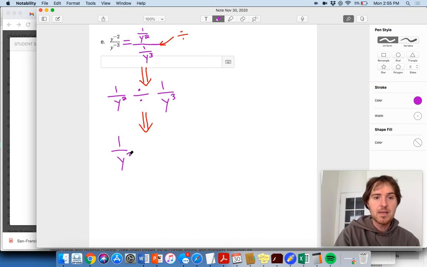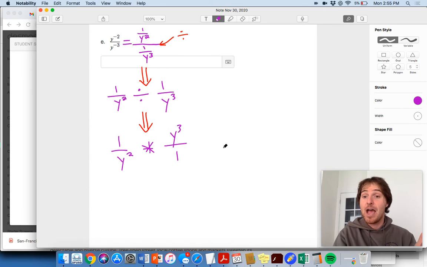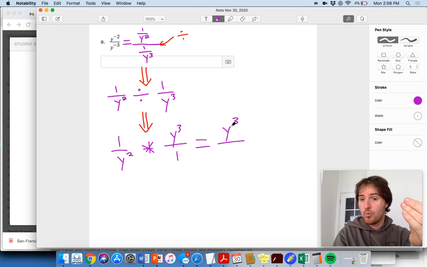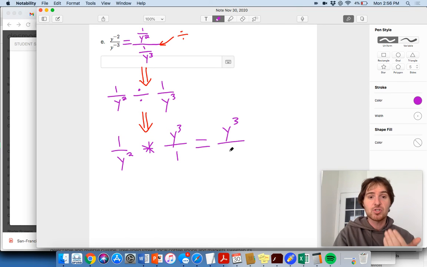1 over y squared, if we're going to divide it by 1 over y cubed, that's the same as multiplying it by y cubed over 1. Okay, y cubed over 1. So now we can multiply our fractions. What we're going to get is 1 times y cubed, which is just y cubed, and then we get y squared times 1, and that's our denominator. Remember, multiplying fractions, all you have to do is multiply the numerators together, and that's the numerator of the product, and multiply the denominators together, and that's the denominator of the product. And there, we've arrived at our final answer.